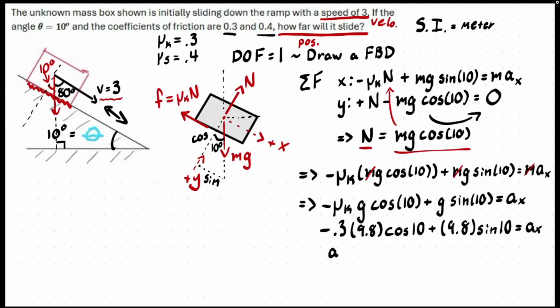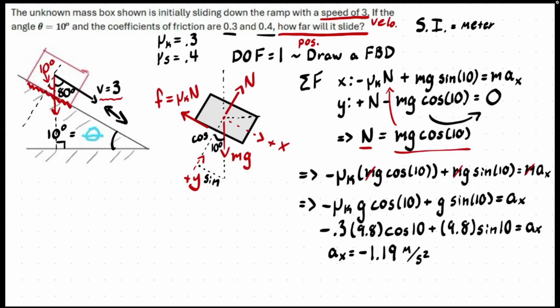I did it beforehand, so you guys don't have to wait. And I got that ax was negative 1.19 meters per second squared. Does that negative value make sense? Yes, because we're assuming this box is going to be starting with a certain speed and slowing down towards the end, until it eventually stops. So it does make sense for that x acceleration to be a negative number.